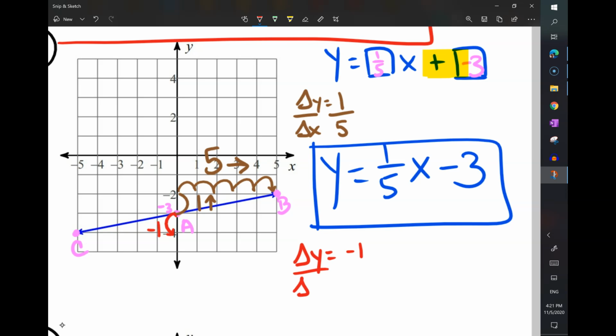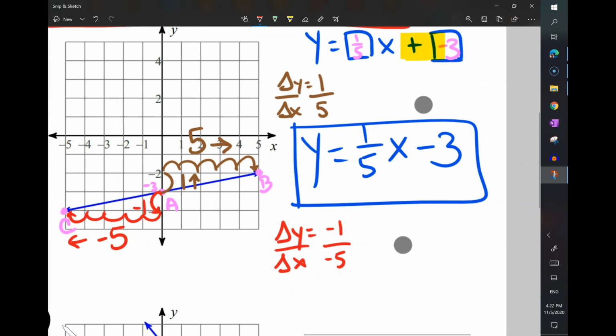Now what about the change in x? Well, from this spot down, I would have to then go 1, 2, 3, 4, 5 units to the left. So 5 units to the left means I'm going in the negative direction, and this would therefore be a negative 5. So my slope, written this way, would be negative 1 over negative 5. Now, is that different from positive 1 over 5? Well, it turns out that they're actually quite the same.